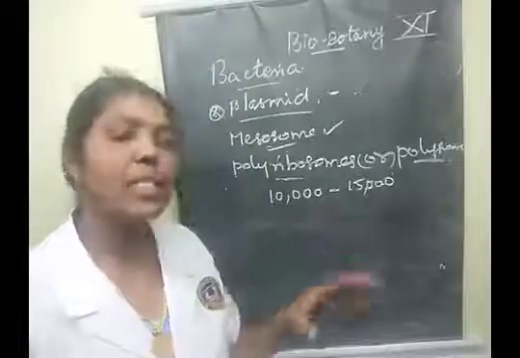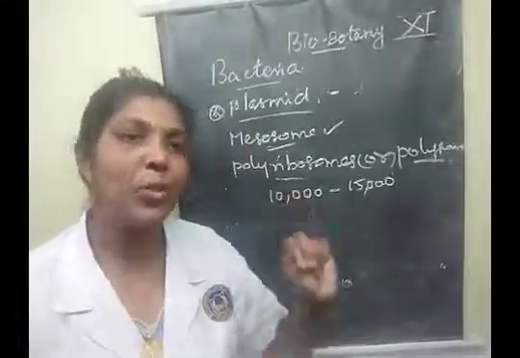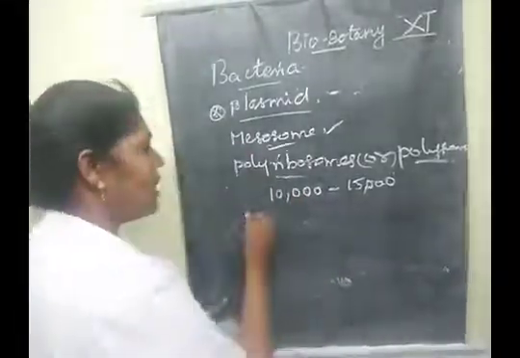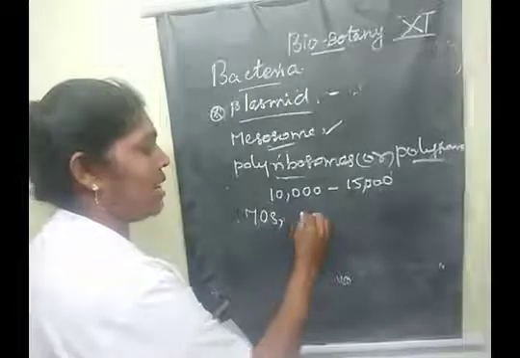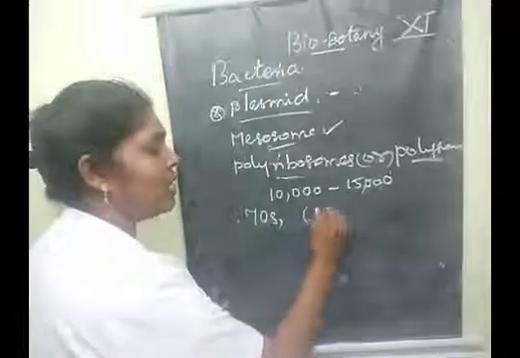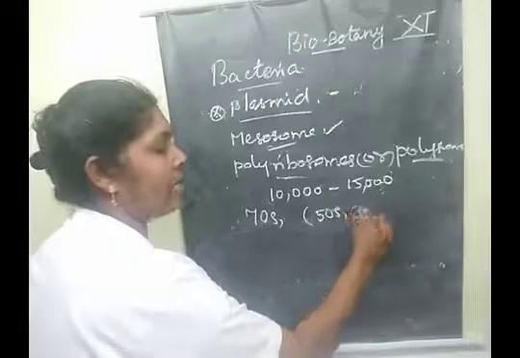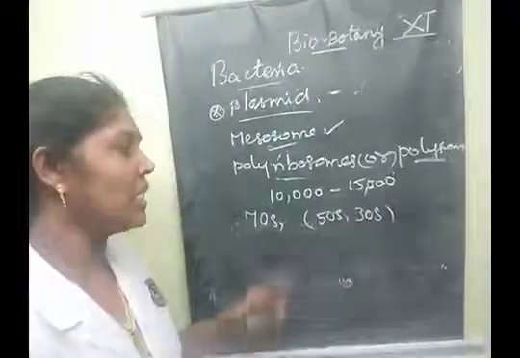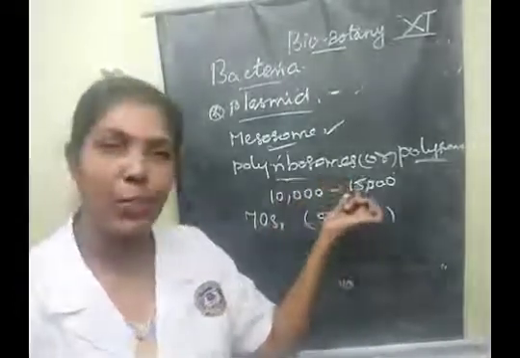Clear, children? Two types of ribosomes are present. One is the 70S ribosome, and the other consists of two subunits, the 50S type and the 30S type. So these are the types of ribosomes present.